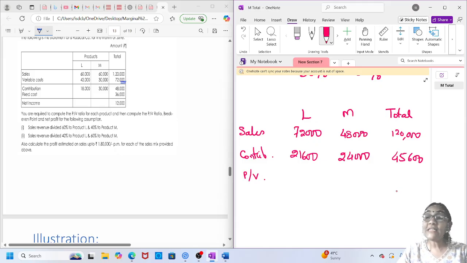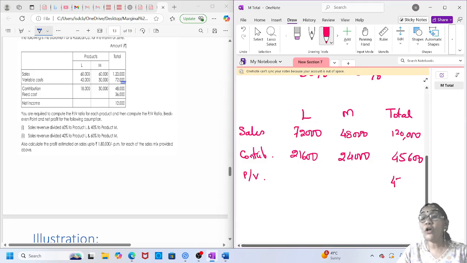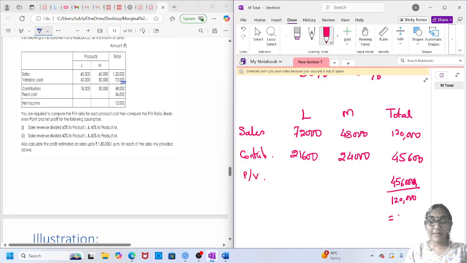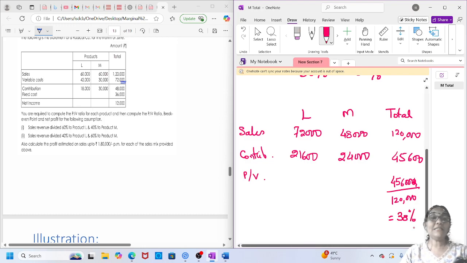But your weighted average PV ratio will change because the proportion is changing. So 45,600 divided by 1,20,000. Your weighted average PV ratio will go down to 38%, right? So this is what they have asked you to calculate.